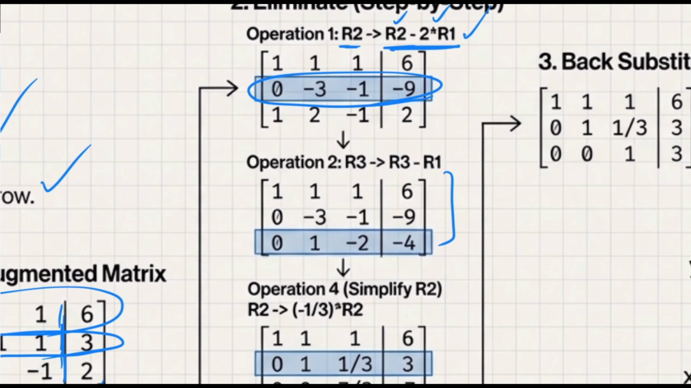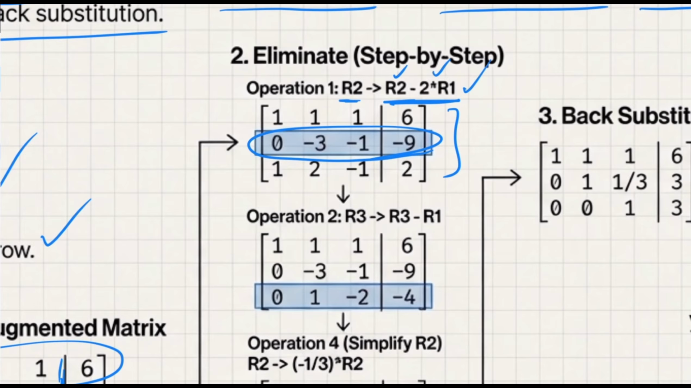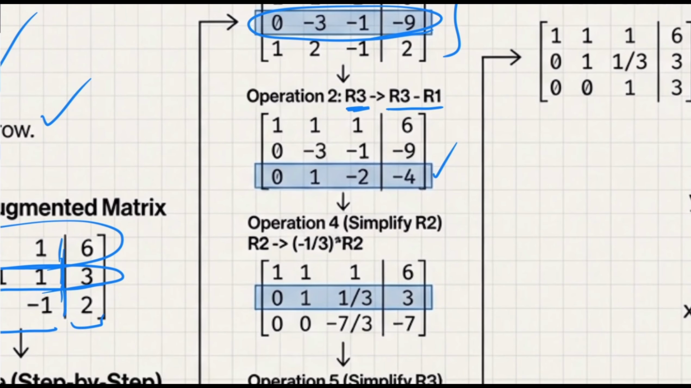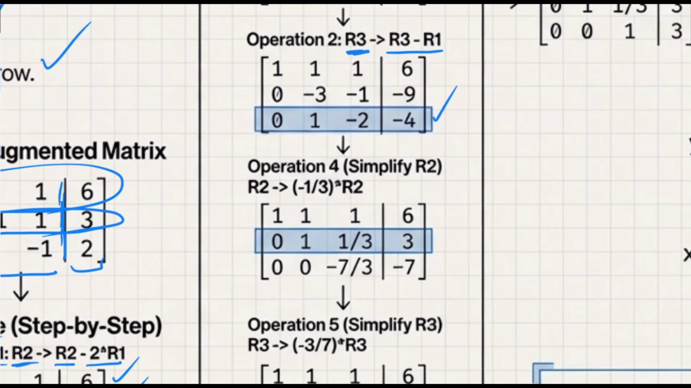If you do that, you're going to face something like this. As I told you, it's going to be a little bit complicated. So if you do that, you're going to have something like this. We are going to use that to find a way to replace row number 3. So the new row number 3 could be R3 subtracted by R1. I'm going to have something like this if you do the calculation. Again, operation number 4 is going to be to simplify R2.